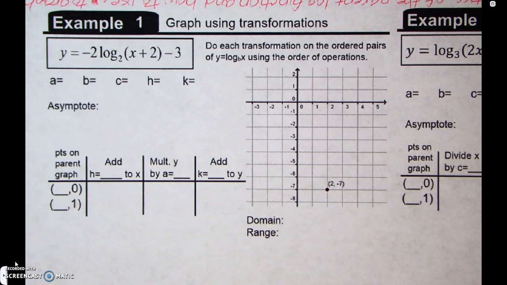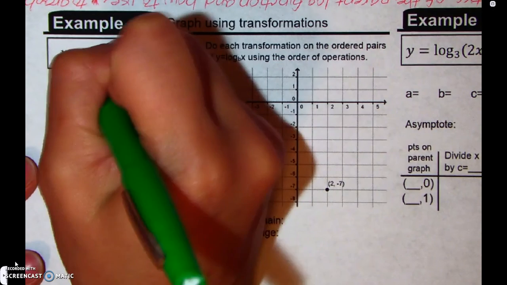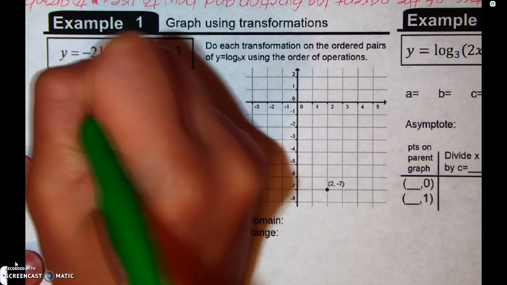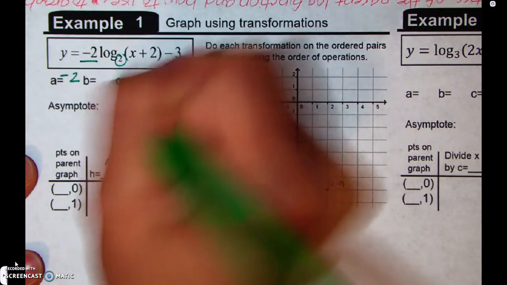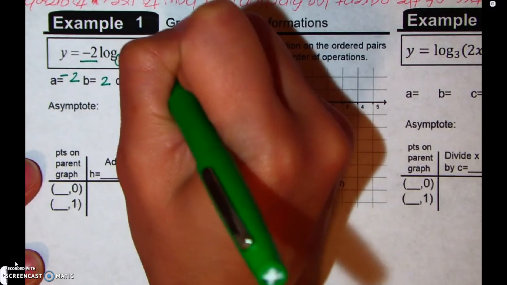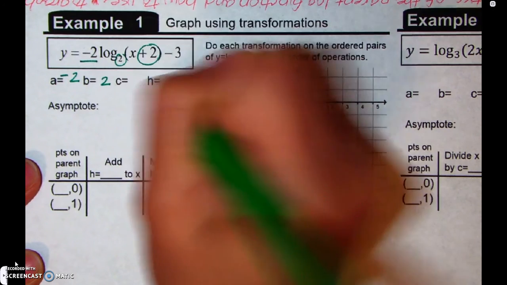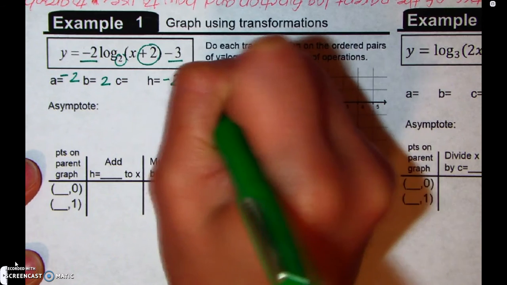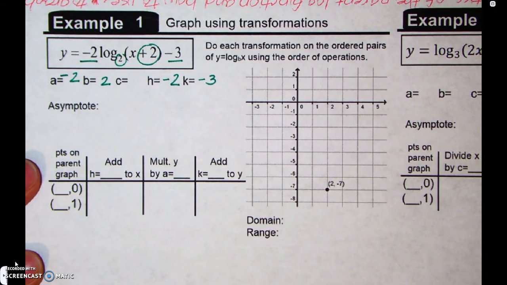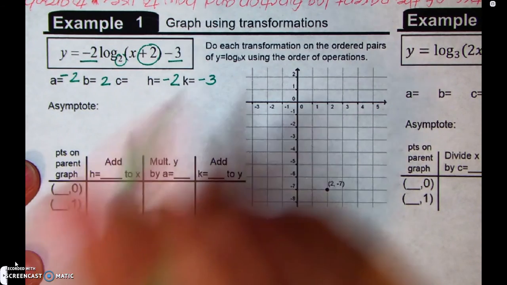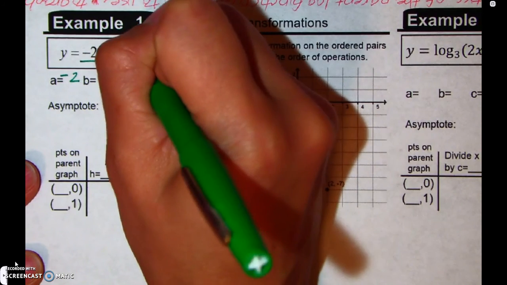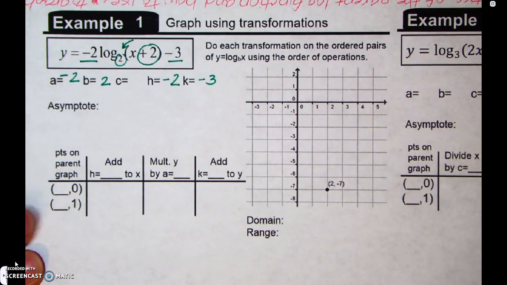Number 1, what is the value of A? A is -2. B is 2. H is the opposite of what we see, so it's going to be a -2. And K is -3. The only number that I didn't fill out, which is different and new for you guys, is the letter C. The letter C would be that number in front of the x, which in this case is nothing, so it's just an imaginary 1.